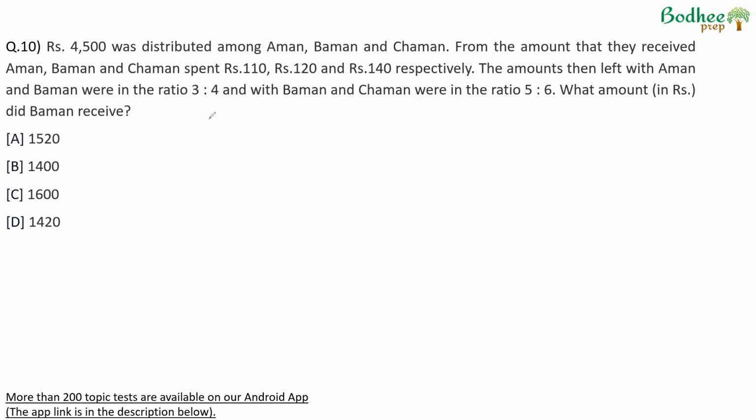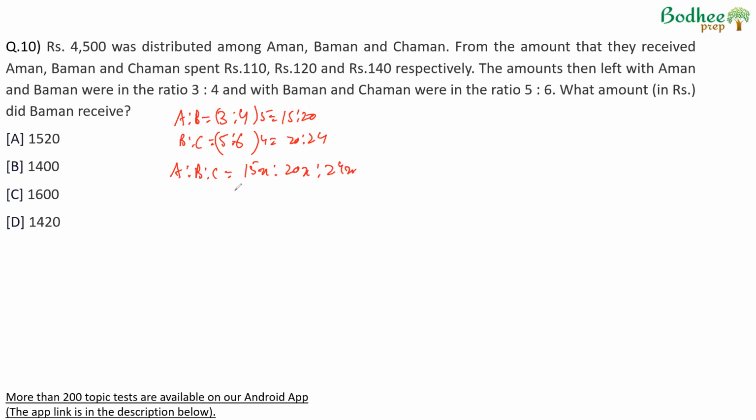Suppose after spending their amounts, the amount left with A and B is 3:4, B and C is 5:6. We combine the two ratios. I multiply this by 5, becomes 15:20. Multiply this by 4, becomes 20:24. Therefore, if you look at the amount left with A, B, C, A has 15x, B has 20x, and when B has 20x, C has 24x.